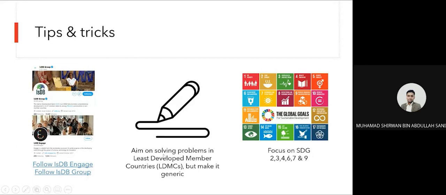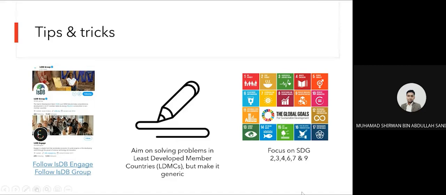Okay, and then you have to make sure you aim to solve problems in least developed member countries. We know that in ISDB countries there are modern countries, the developed countries, and the least developed countries. But if we can focus on least developed countries, activities that can be done in that place using your idea would become an advantage.